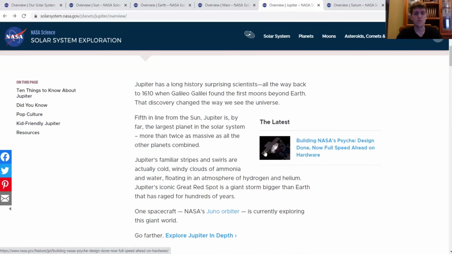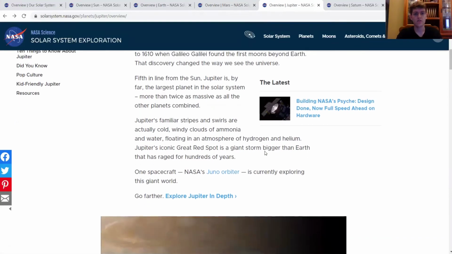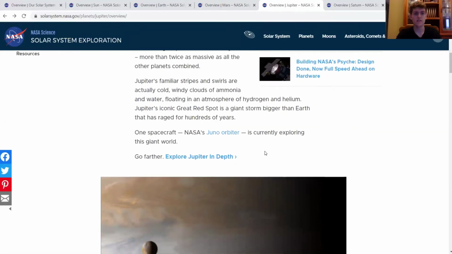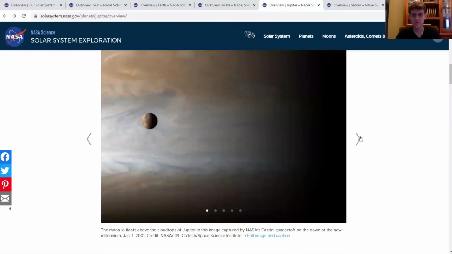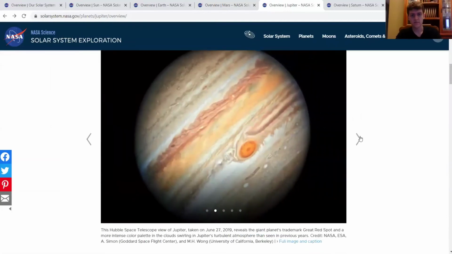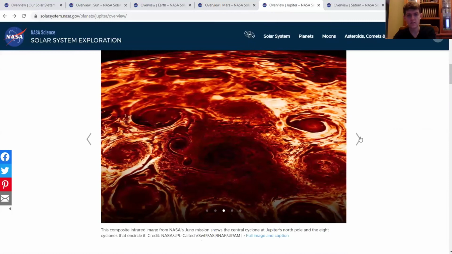5th in line from the sun, Jupiter is by far the largest planet in the solar system, more than twice as massive as all the other planets combined. Jupiter's familiar stripes and swirls are actually cold, windy clouds of ammonia and water floating in an atmosphere of hydrogen and helium. Jupiter's iconic red spot is a giant storm bigger than Earth that has raged for hundreds of years. So one spacecraft, NASA's Juno orbiter, is currently exploring this giant world. Here's some pictures. That's what it looks like. Wow, that looks menacing.